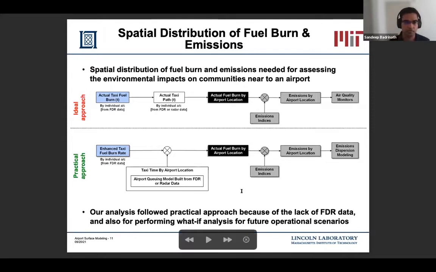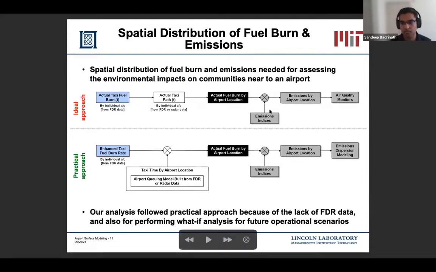The ideal approach is shown in the flowchart on the top, and the practical approach is shown in the flowchart on the bottom. So the ideal approach is a case wherein we have access to flight data recorder data, or the FDR data, or black box data. FDR data contains trajectories of individual flights, as well as fuel flow rate into the engines. With this data, if we have this data for all the flights, then we can compute the actual fuel burn at each location on the airport surface.